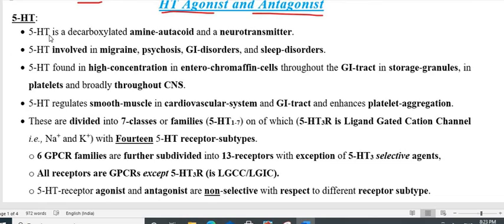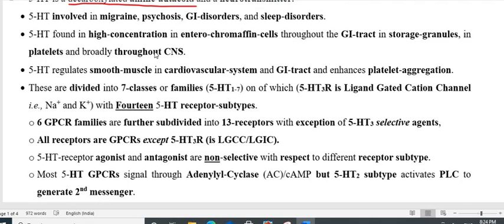As we discussed, 5-HT is kept under the classification of decarboxylated amine autacoids, meaning the autacoid is an amine, and from this autacoid the carboxyl group is removed. This is an autacoid as well as a neurotransmitter, I mean 5-HT. 5-HT performs various physiological functions and also participates in various pathophysiological conditions like migraine, psychosis, GI disorders, sleep disorders, and many more. Many physiological functions are associated with 5-HT as an autacoid as well as a neurotransmitter.